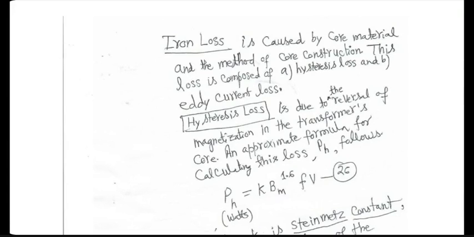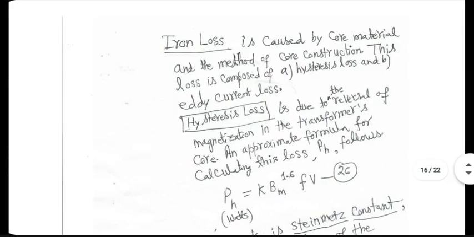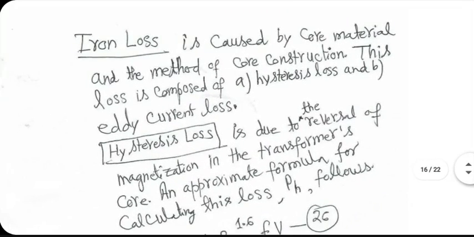Core or iron loss or magnetic loss, whatever you want to call it. Here I'm saying iron loss. Okay. Iron loss is caused by core material and the method of core construction. Yes. This loss is composed of A, hysteresis loss, and B, eddy current loss.